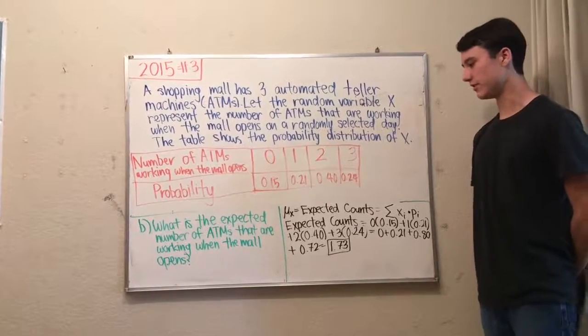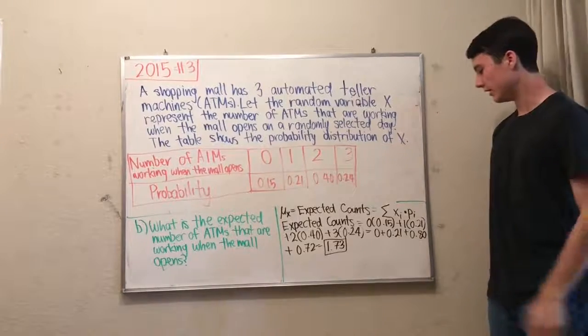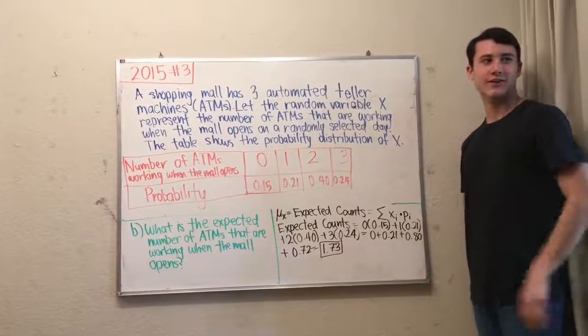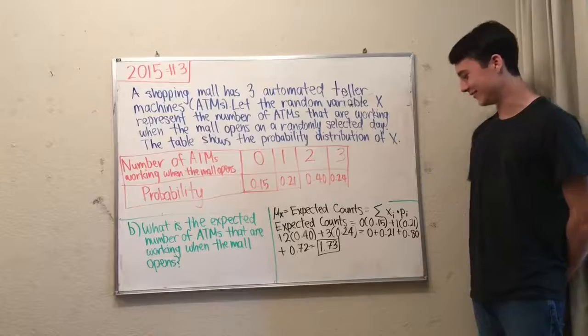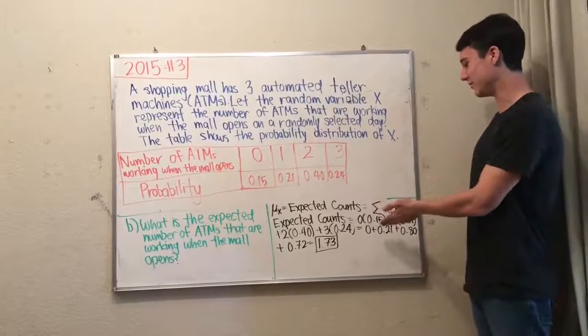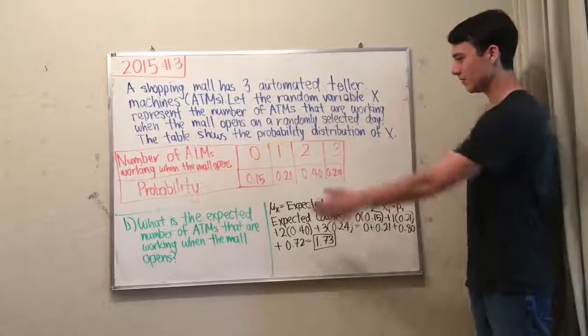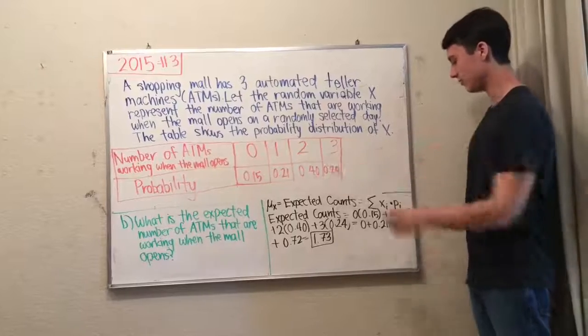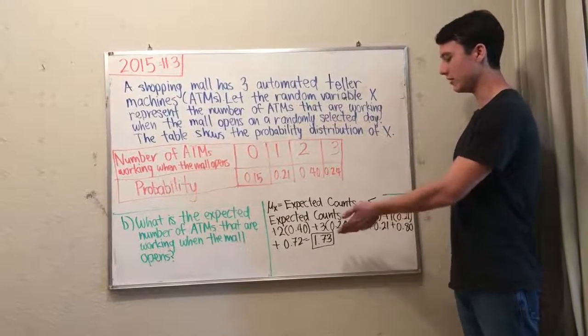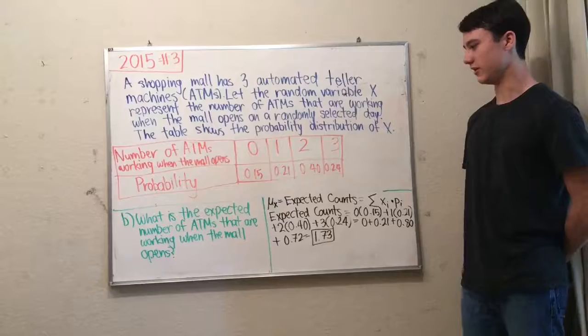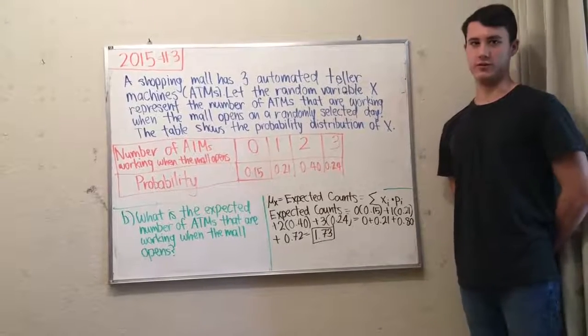So we learned previously that the mean of a discrete random variable is the sum of the value of each event times the probability of each event. And from the table we get those values. It's 0 times 0.15 plus 1 times 0.21 and so on. And we add them all up and we get 1.73 as the expected number of ATMs that are working when the mall opens.